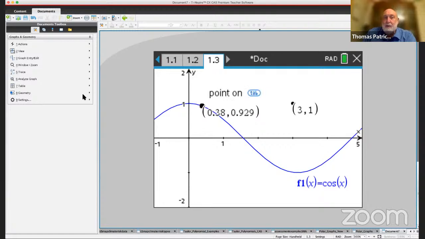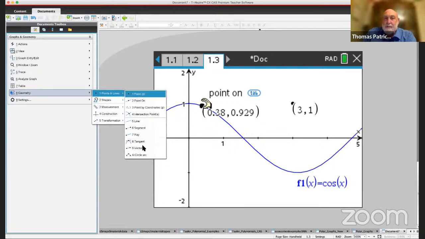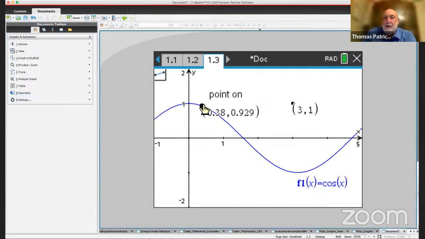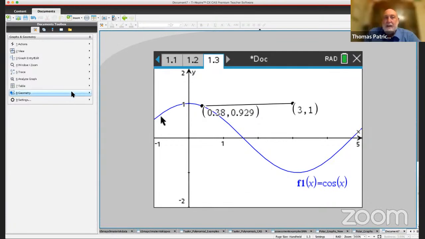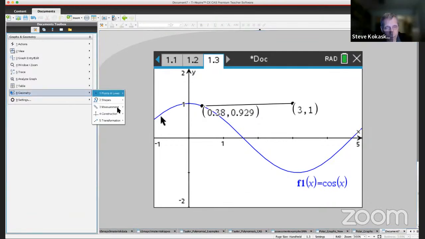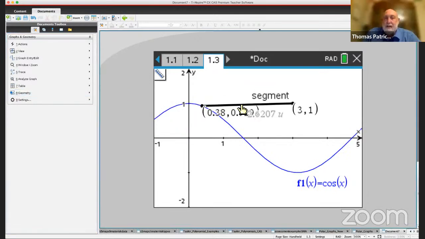So I think what we probably want to do is draw a line segment between our point on the graph to that point (3, 1). And then I think we want to measure how long it is. Okay. Sounds good. Let's just do that. Let's see, measure the length of a segment.